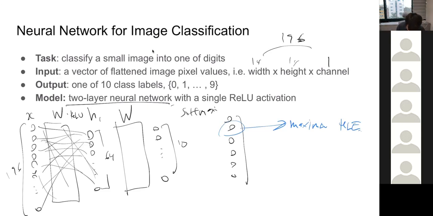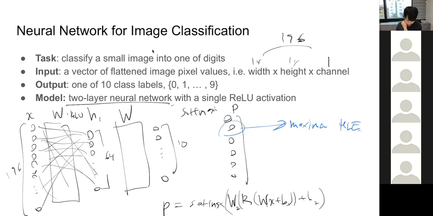So equation-wise, let's say this is Y. Actually, I'll not say it's Y. I'll say it's a probability distribution, not actual labels, so I'll say it's P. Then what is P? P is equal to, you first take W1 times X and then add some bias. And then we put ReLU, also say R, and then we multiply by another matrix W2 plus bias b2. And then we take softmax of this. I'm running out of space, so P. So this will be our neural network for image classification.